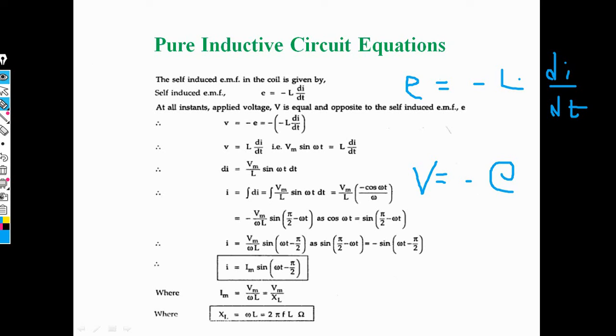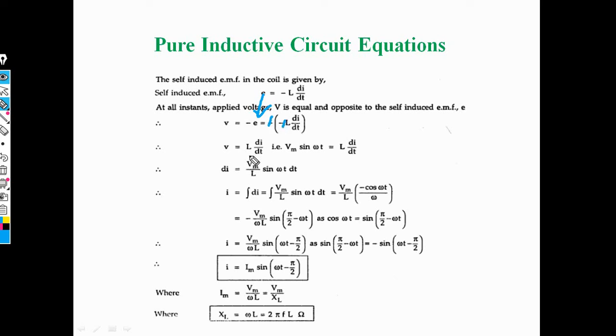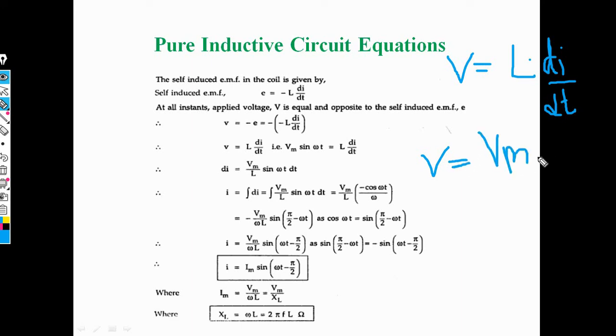In this equation V is equal to minus E, put the value of E here: V is equal to minus L di by dt. The two minus signs cancel, so V is equal to L di by dt. That is the obtained equation, V is equal to L into di by dt. But the formula for voltage is V is equal to Vm sin omega t.